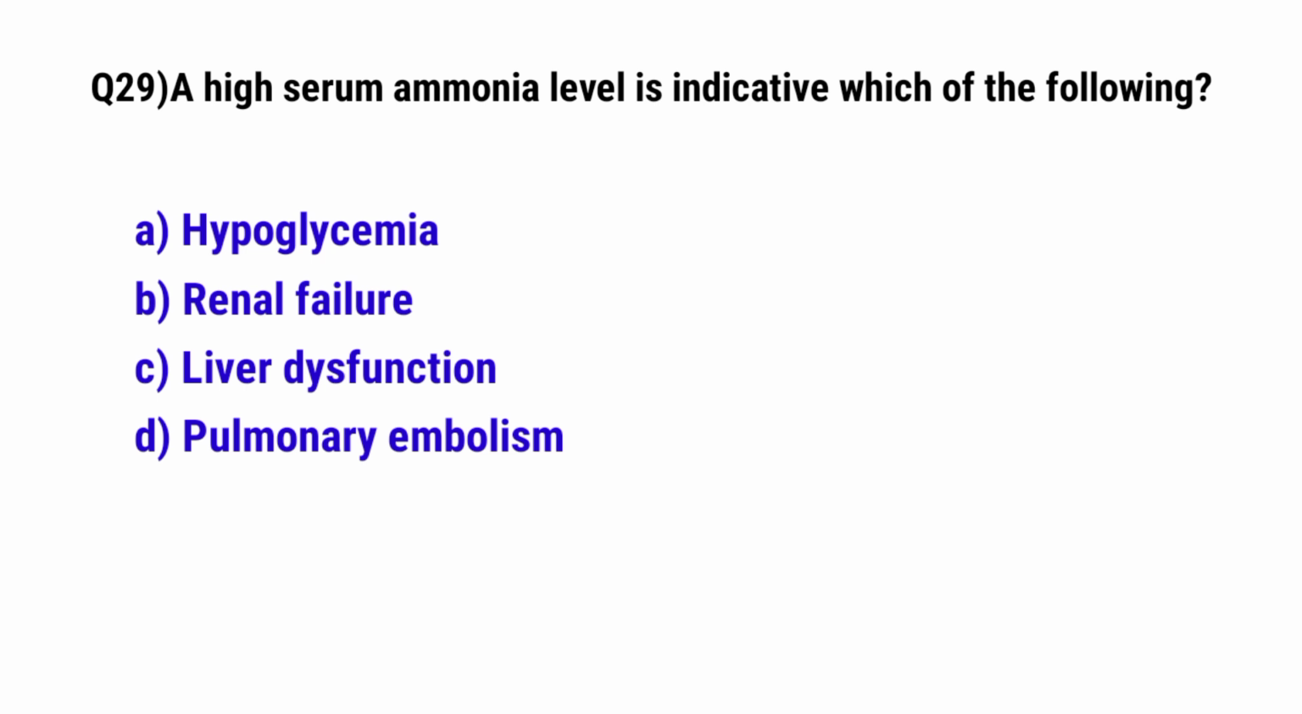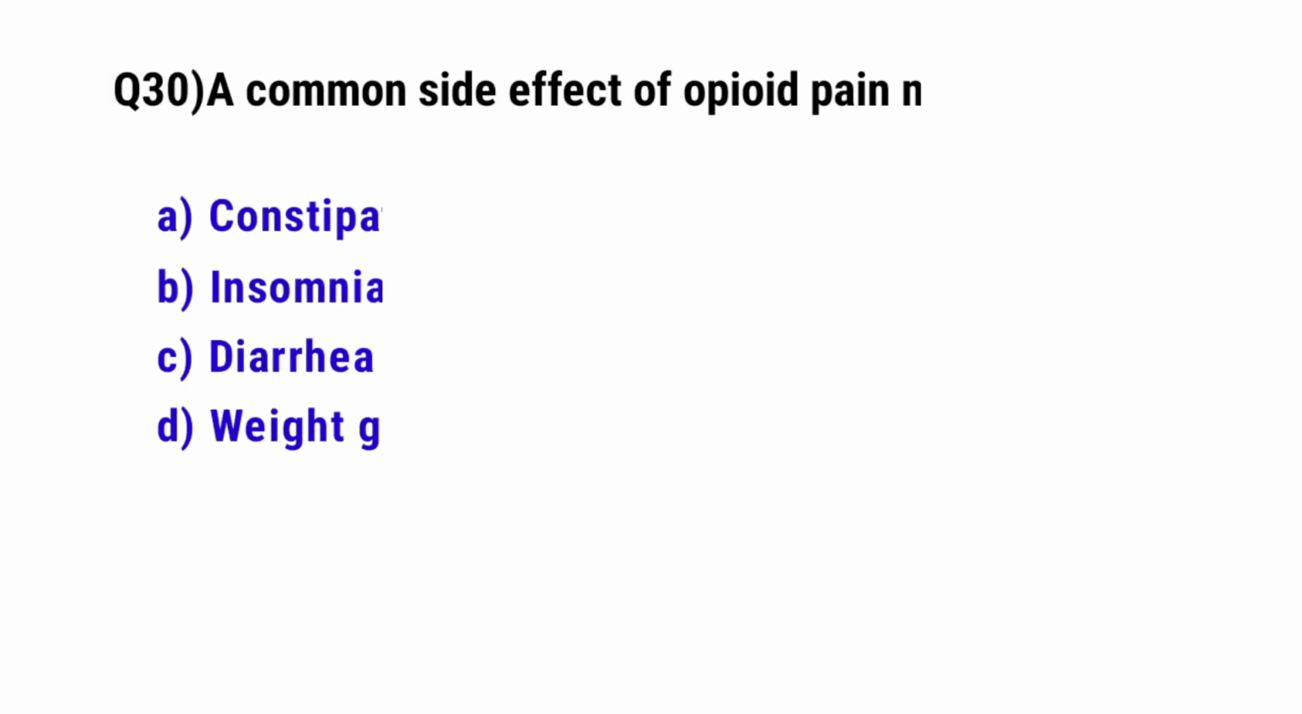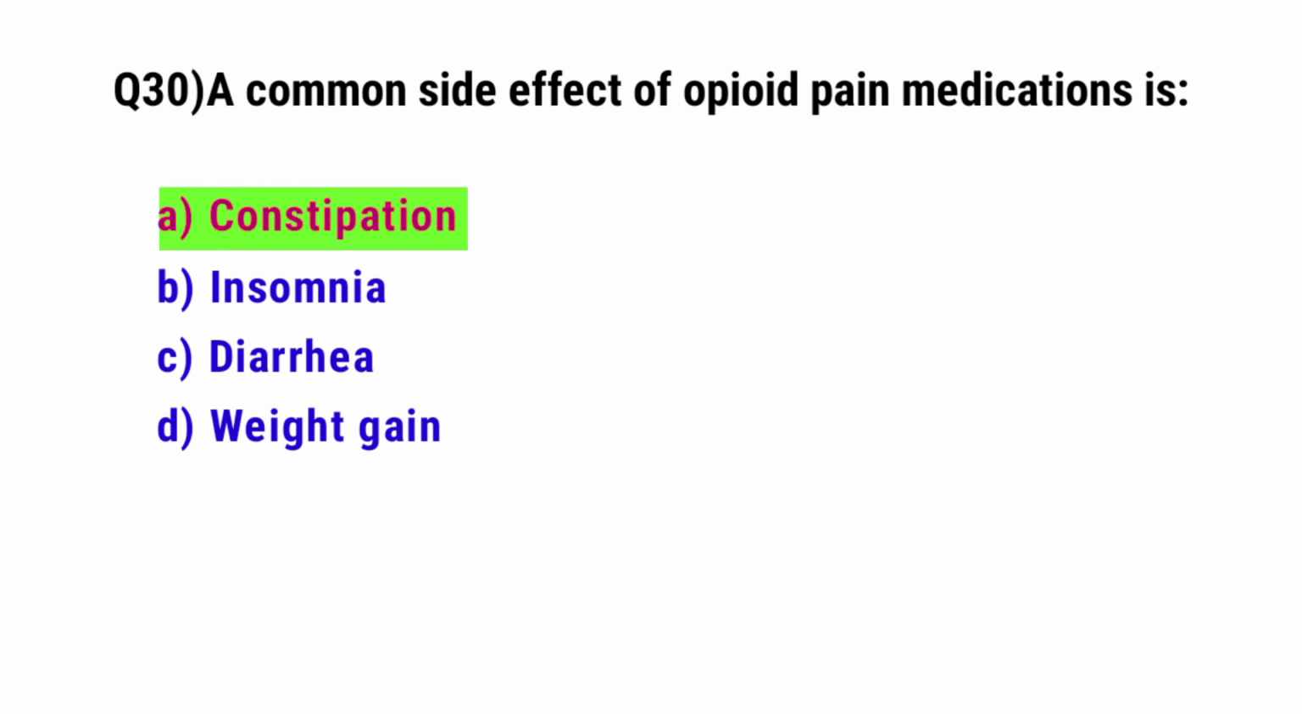Question number 29. A high serum ammonia level is indicative of which of the following? The correct option is C. Liver dysfunction. Question number 30. A common side effect of opioid pain medication is. The correct option is A. Constipation.